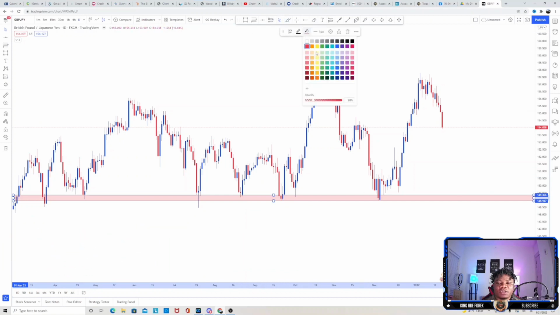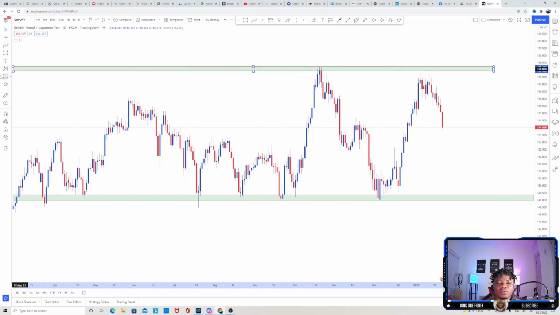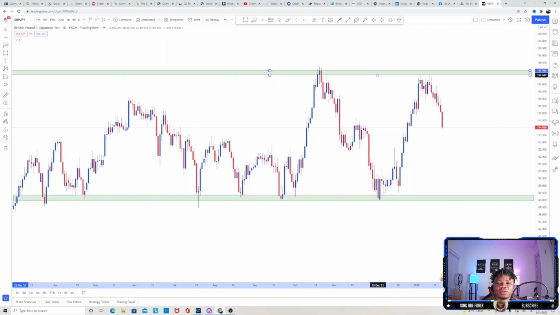And I'm going to change this to green, and we can see the rejection was over here. So we had that rejection right over here, and I'm just going to drag this all the way down here. So now that you've identified your highs and your lows on the daily time frame, let me change this to red and mark this zone here.